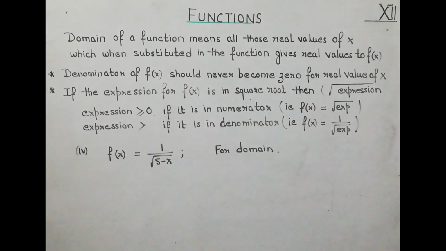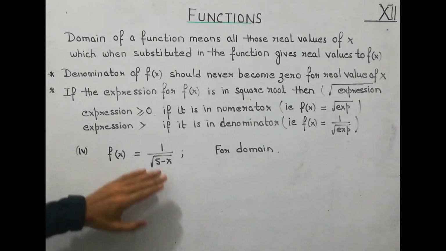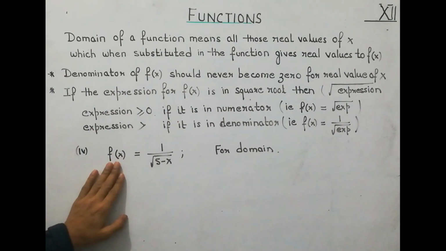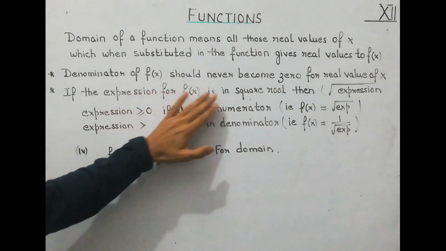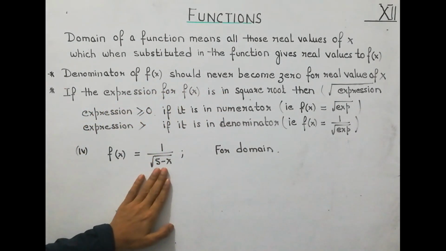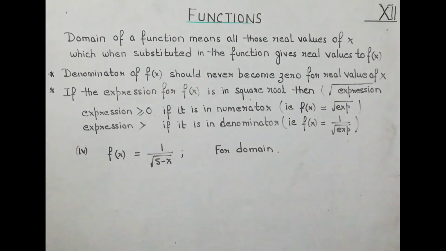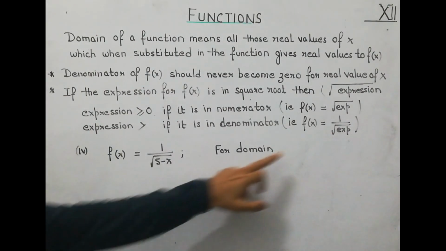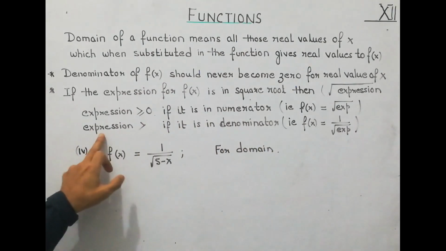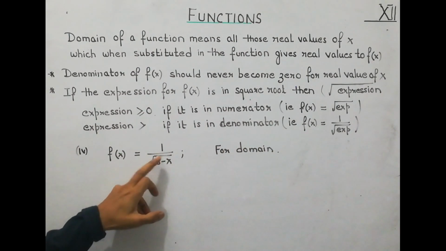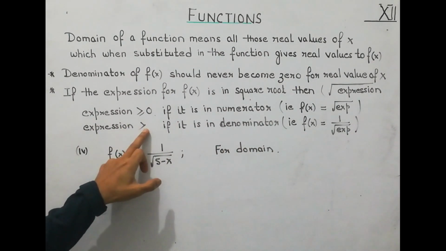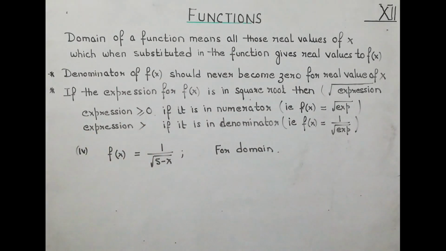Now we have to find the domain here. Again you can see the f(x) expression is in a square root sign, but this time it is in the denominator place. So if it's in the denominator place, then the expression within the root sign will be put as greater than 0.